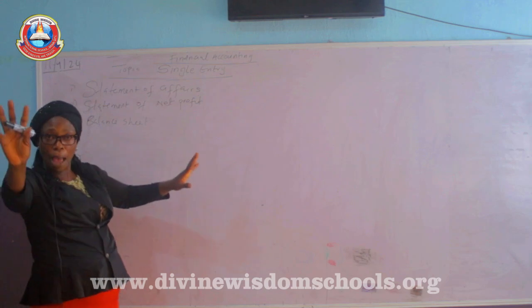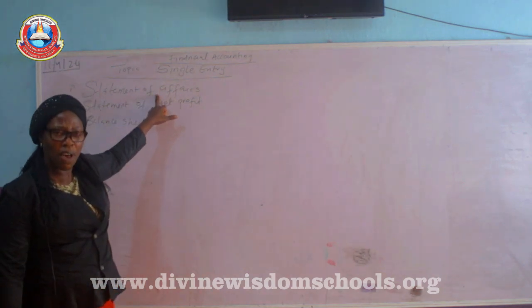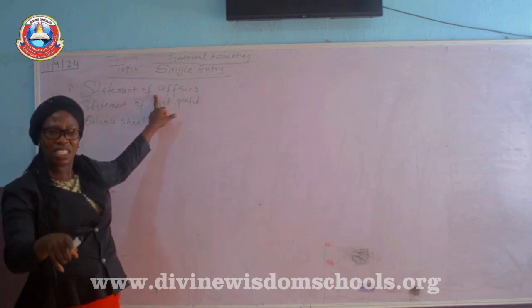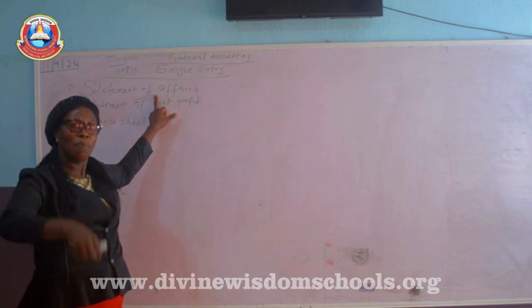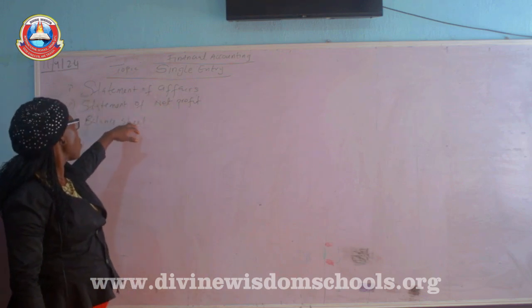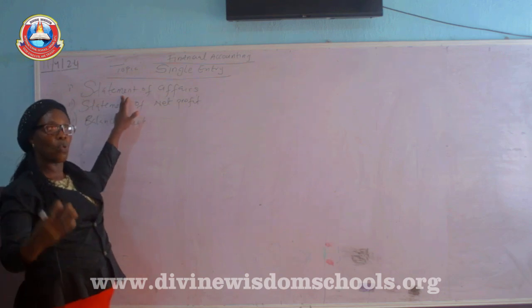The difference is the capital. Now, capital is not given in statement of affairs. You are the one to work out the capital, while in balance sheet, it is given. Capital is already in balance sheet that you work out your what? Balance sheet. So, in this statement of affairs, there is no capital. You are the one to work out capital.